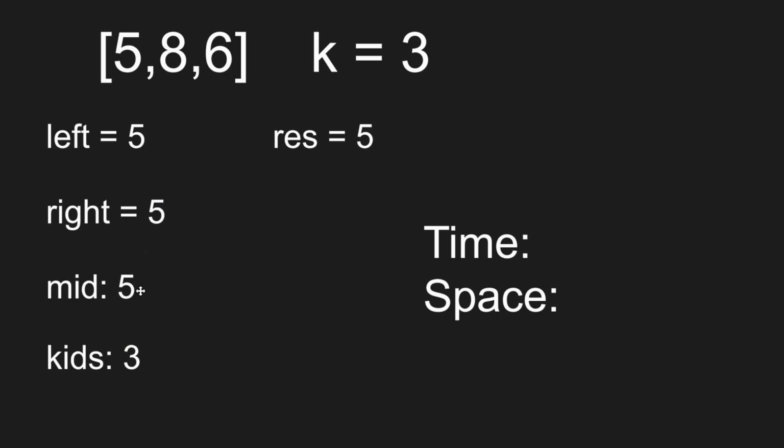And if we try 5, we realize that we can serve 1 kid in this pile, 1 kid in this pile, and 1 kid in this pile, and that's 3 kids, which is enough. So then we can set the new result to 5 because that's the maximum number of candies that we can serve so far. And after that, since it works, we will increase the left pointer, and the left pointer is greater than the right pointer, so we can end the binary search, and our result would be 5.